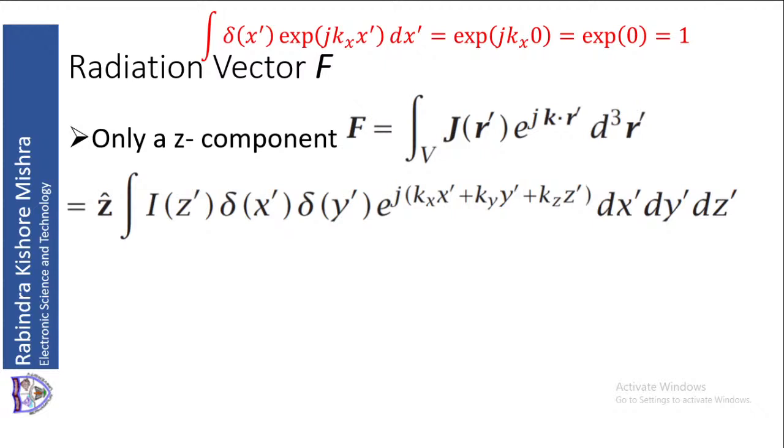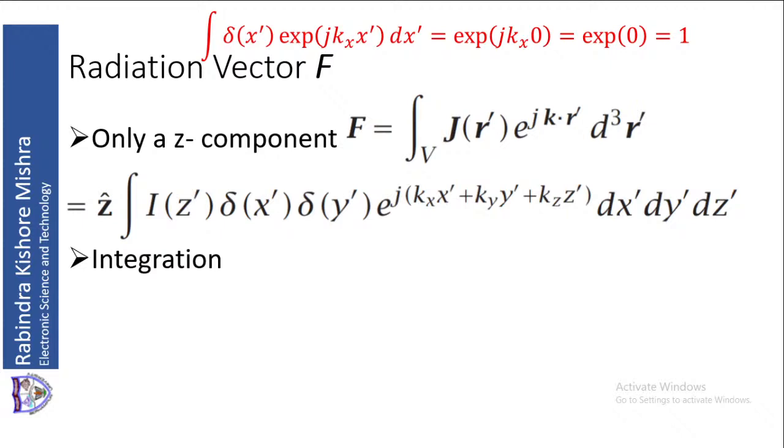Then J, we have already seen for the linear antenna, the distribution J is z cap I z dash delta x dash delta y dash. Now it is a volume integral, so dx dash dy dash dz dash. Now along dx and dy there is no variation. The variation is delta x dash exponential jk x dash dx dash. That is for the x integration. The term to be integrated is integration of delta x dash exponential jk x dash dx dash.